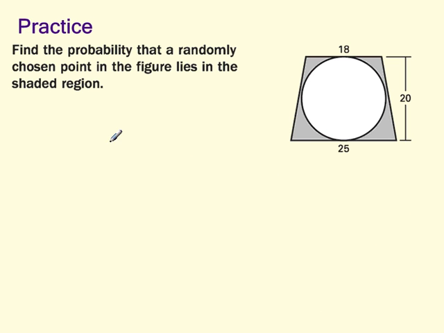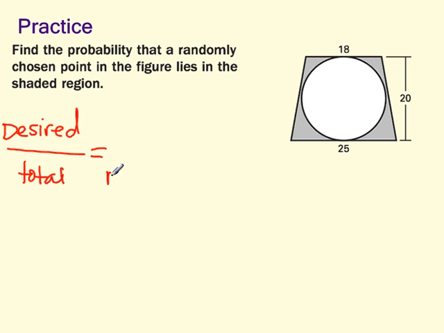Next, we have one that deals with area. Find the probability that a randomly chosen point in the figure lies within the shaded region. Now this one's interesting because our shaded region isn't this giant circle. Our shaded region is this portion outside of the circle but still within the trapezoid. So we need to calculate our desired over our total. Now the entire figure is our trapezoid.